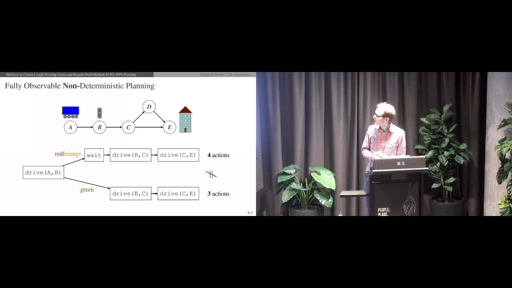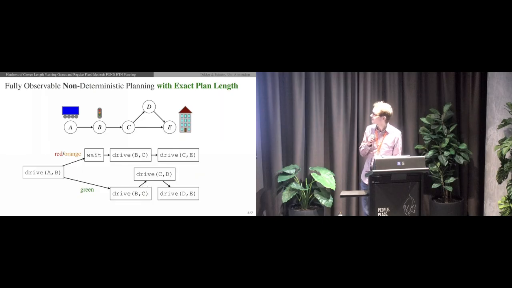Okay, that's a motivation. And in this example, we can do it in this way. So fully observable non-deterministic planning with exact plan length. This is an equally valid branching plan, but now every branch has 4 actions, and that would be what we're after.